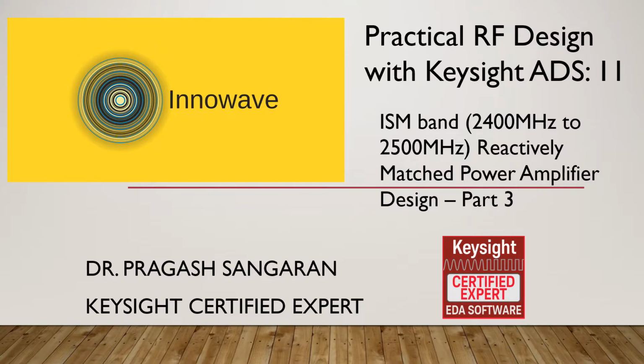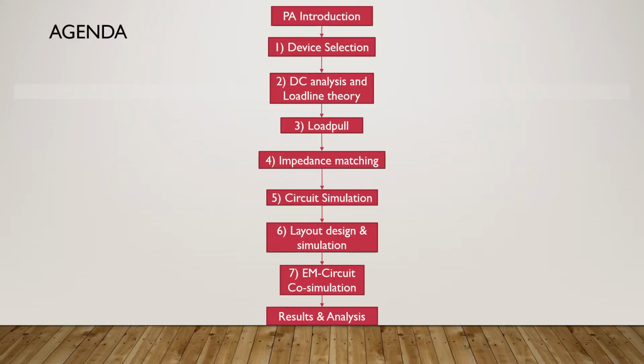In this tutorial, we will be learning part 3 of the complete design guide of a reactively matched ISM band power amplifier. If you haven't watched the earlier parts of this tutorial, please watch tutorials 9 and 10. Tutorial 9 contains PA introduction and device selection. Tutorial 10 contains DC analysis and load line theory, load pull and impedance matching. In this tutorial 11, we will be learning circuit simulation, layout design and layout simulation, EM circuit core simulation and results and analysis.